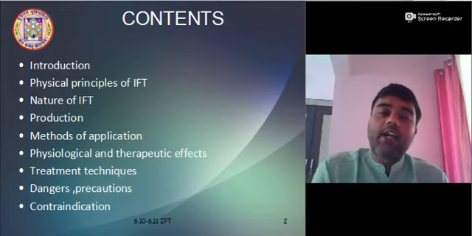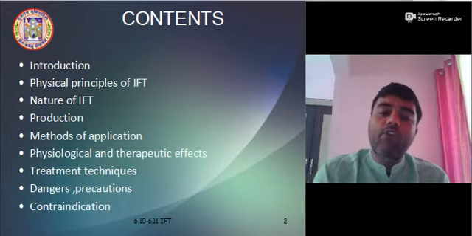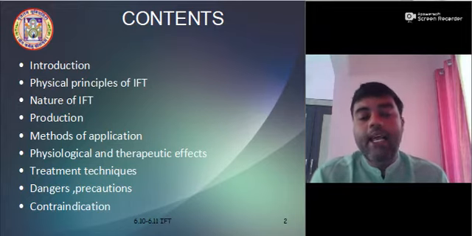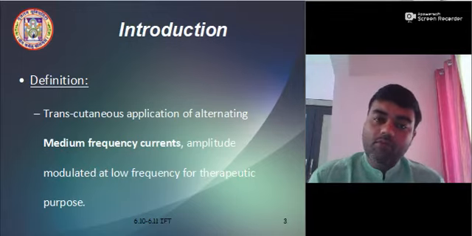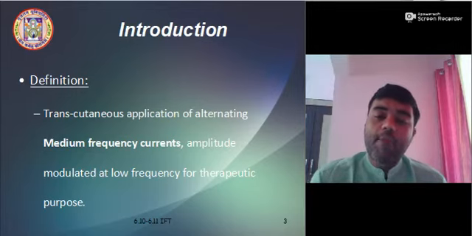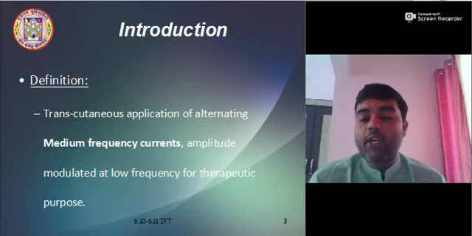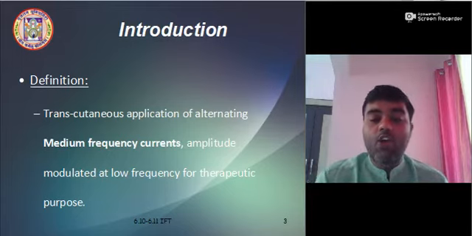So let's start interferential therapy, that is IFT. Full form is interferential therapy. Definition: transcutaneous application of alternating medium frequency currents, amplitude modulated at low frequency for therapeutic purpose. So it is like a low frequency for the therapeutic purpose.